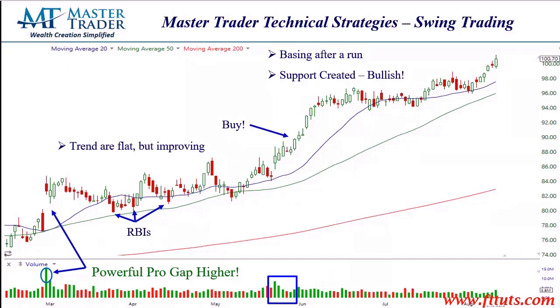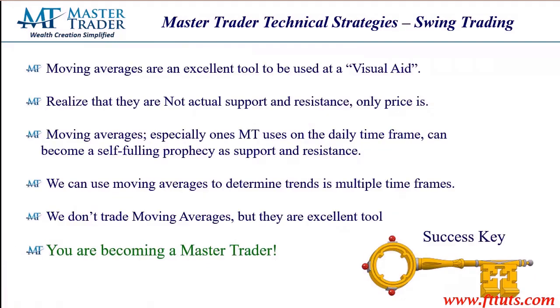So all of this puts the odds in our favor as we put all the pieces of this puzzle called technical analysis together in a master trader way. I think you can see how powerful and what an excellent tool these moving averages are as a visual aid. They're not real support and resistance, only price is, but they can become a self-fulfilling prophecy, especially the ones that we use on the daily time frame, because institutions use them. They're focused on as buy areas, the 50 MA, the 200 MA.